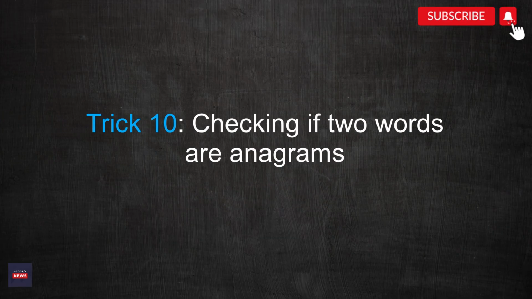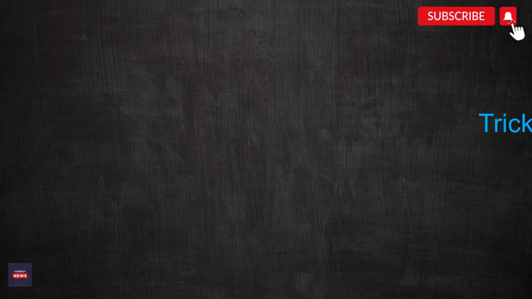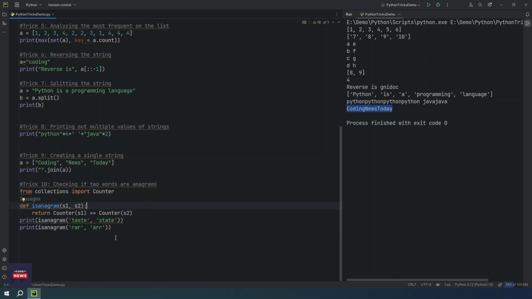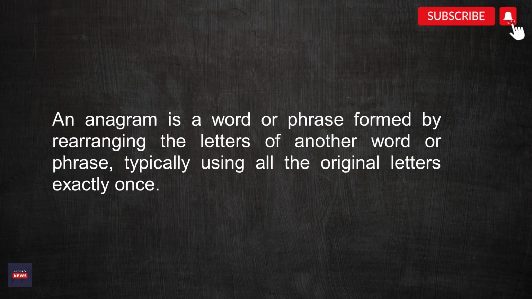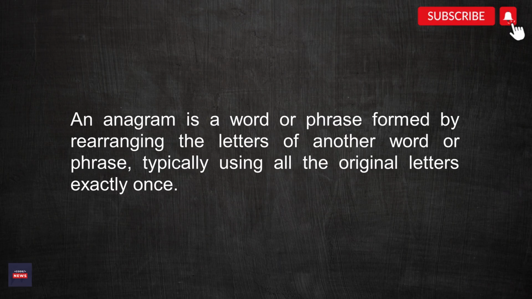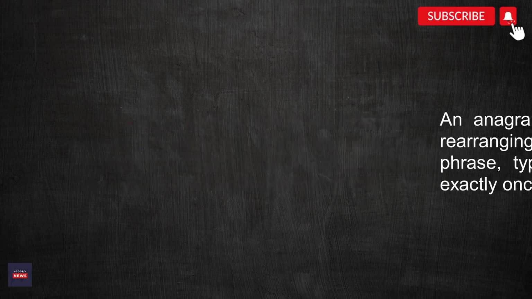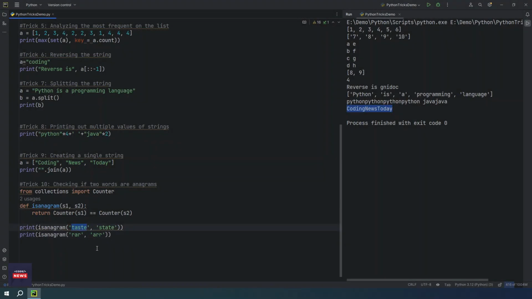Now let's move to our next trick, that is trick number 10. So we have some anagram words, and with the help of this function, we will see whether two strings are anagrams or not. An anagram is a word or phrase formed by rearranging the letters of another word or phrase, typically using all the original letters exactly once, right? You can see we have the value taste and we have state. This is a function we have used. So with the help of this module, with the help of this class, we are going to count whether the words are anagrams or not.